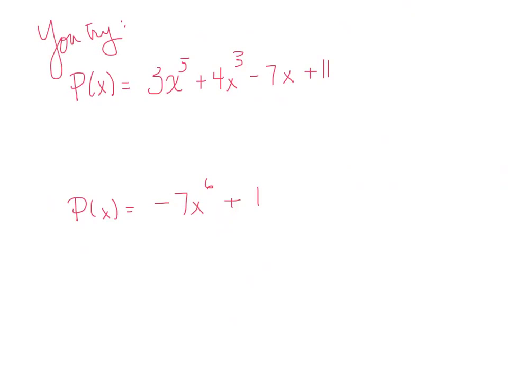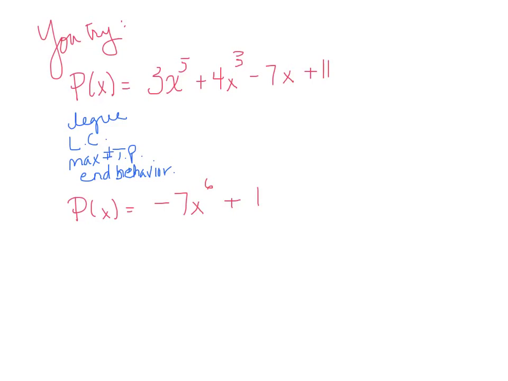Why don't you go ahead and try these next ones? I want you to do 4 things. I want you to identify the degree. I want you to identify the leading coefficient. I want you to identify the maximum number of turning points. And then I want you to describe the end behavior. Pause it if you want a chance. Do it on your own, and then you can check my answers.